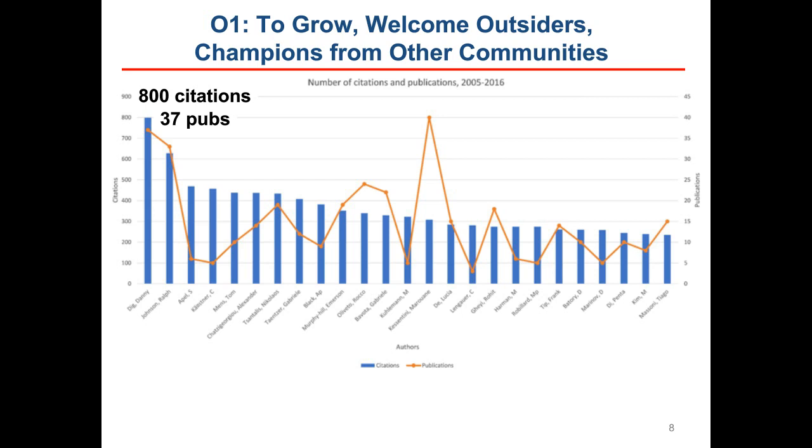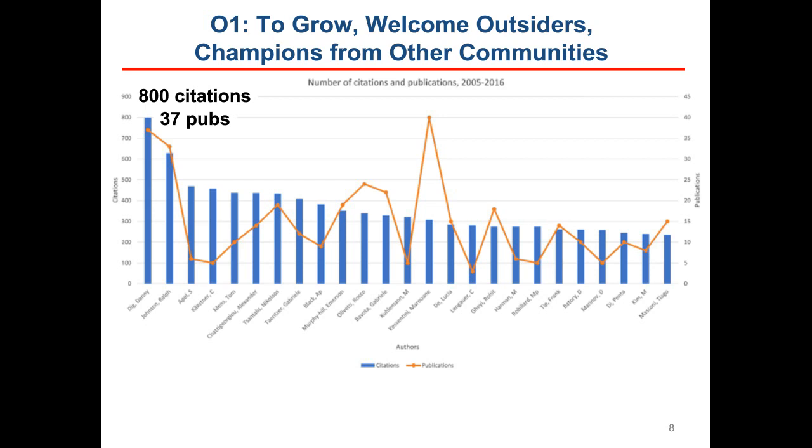The blue bars here show the total number of citations for refactoring papers, and the orange line overlaid on top shows the total number of refactoring papers that each of these authors have published in this last decade. And what I'm showing here is just the top 25 most prolific authors. There are close to 5,000 authors, so there's no way I can show all of them here.